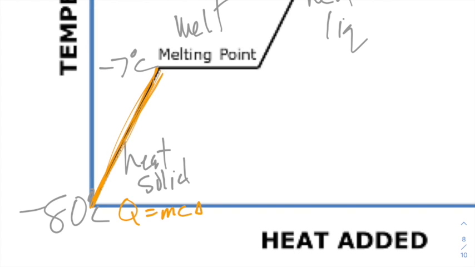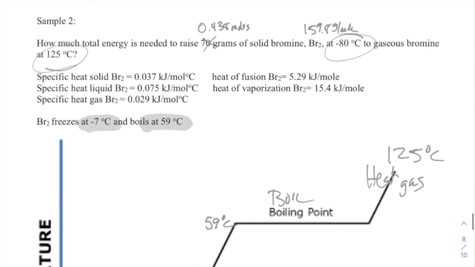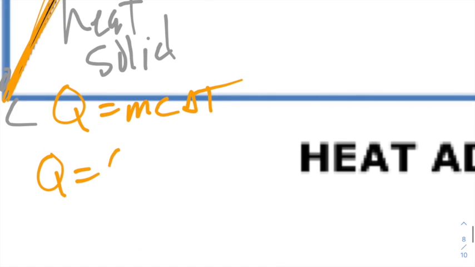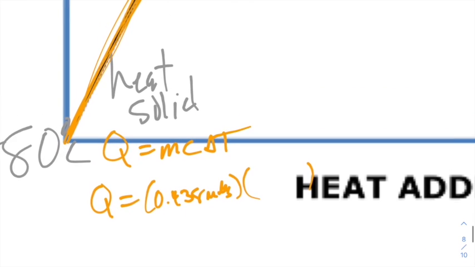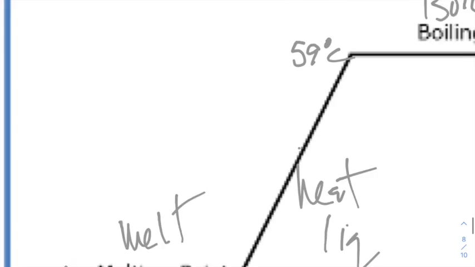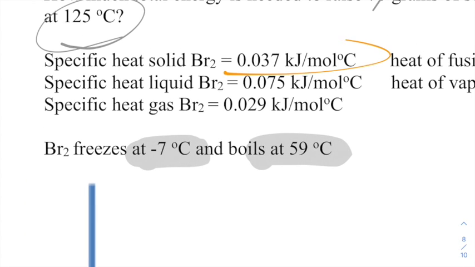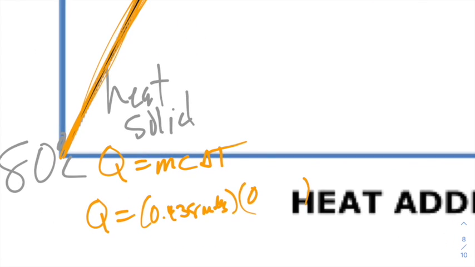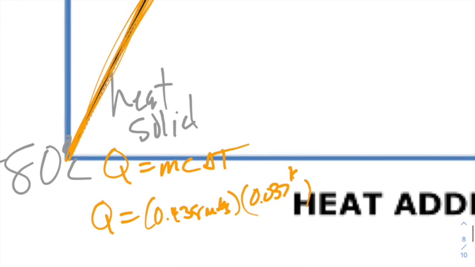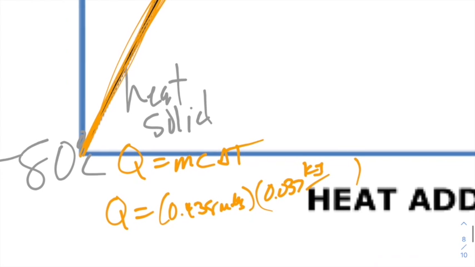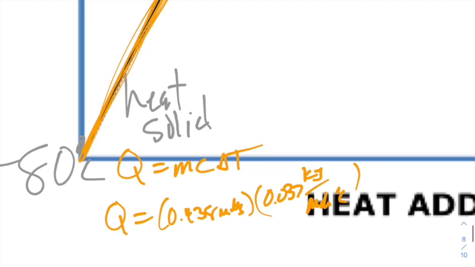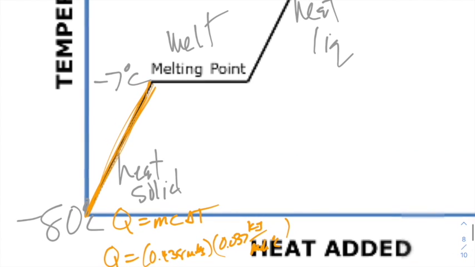When you heat a solid, you use the equation Q equals mc delta T. So our Q is going to be equal to, what was that number? 0.438. So our amount is 0.438 moles. Specific heat capacity, we're talking about solid bromine here. So according to this information, the specific heat capacity of solid bromine is 0.037 kilojoules per mole degree Celsius. 0.037, and that is already in kilojoules per mole degree Celsius. And now what's our temperature change?